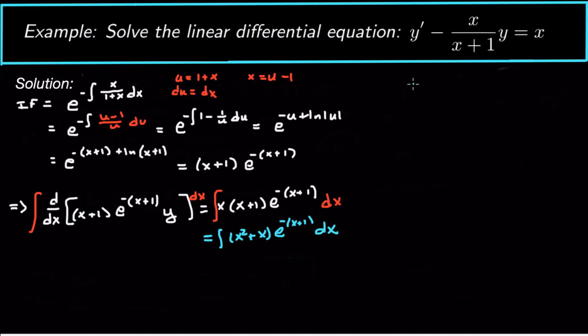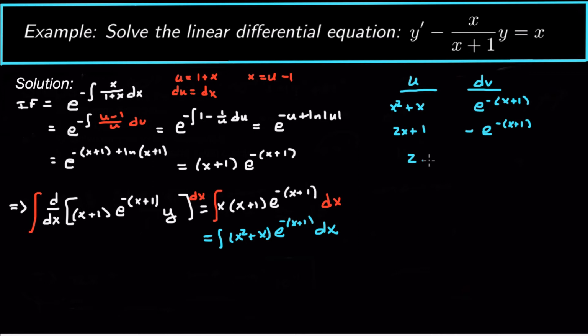We're going to do that by parts. So I'm going to create a u column and a dv column. I'm going to do a little tabular integration here to do this integration by parts quickly. Be x squared plus x right here, and my dv is going to be e to the negative x plus 1. Differentiate the u column, get 2x plus 1. Integrate the dv column, that'd be a quick little u sub, so basically e to the negative u du would be negative e to the negative u, so negative e to the negative x plus 1.